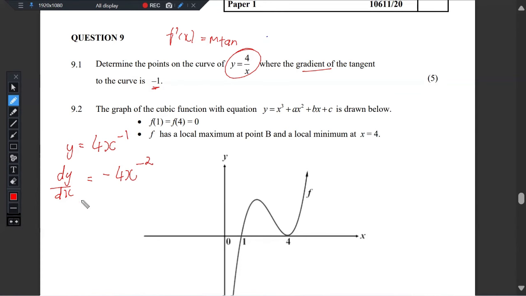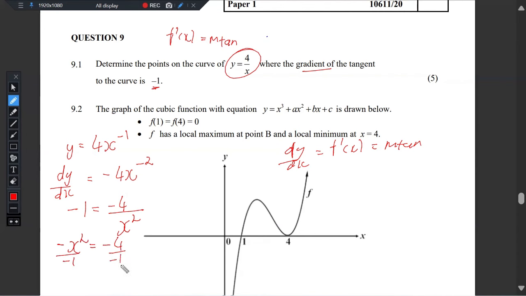But then remember, we've been told that the gradient dy/dx, which is the same as saying f prime x, should be equal to the gradient of the tangent. So we should equate this expression to the gradient. Then 4x, we can choose to write it like this, with the positive exponent. Then if we cross multiply here, we have -x squared is equal to -4.